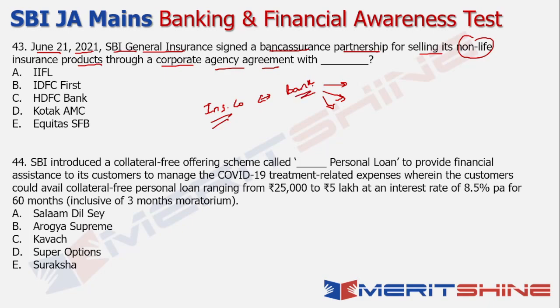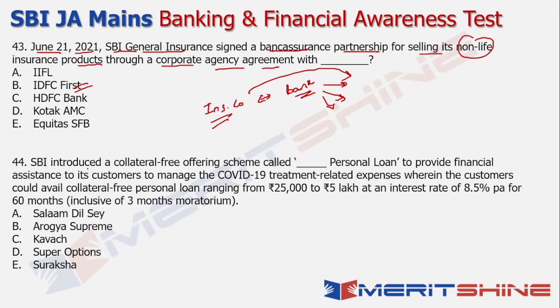So essentially the bank itself will not be selling the insurance product. The insurance company, through the bank, to the bank's customer base, will be selling insurance products, and that is known as bancassurance. And this will benefit the bank as well, because the bank will get some commission from the insurance company. So that is the context here. Now the question is, which of these banks did SBI General Insurance tie up with? The answer in this case happens to be IDFC First, which is basically combined with your SBI General Insurance.